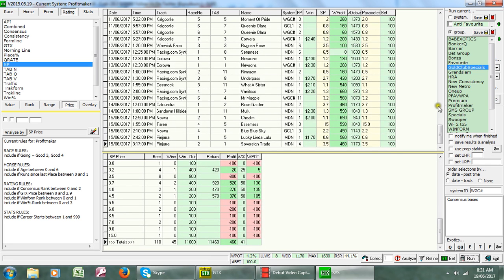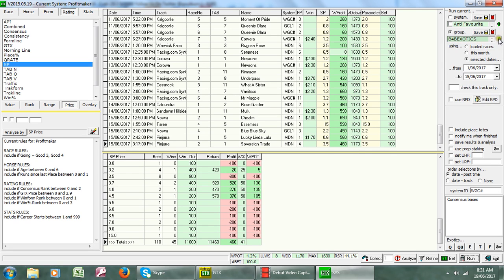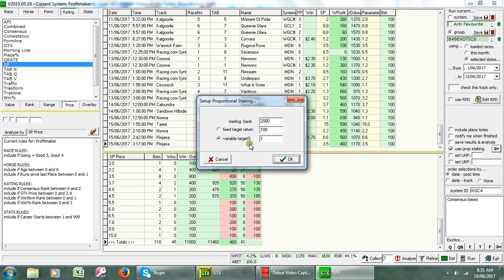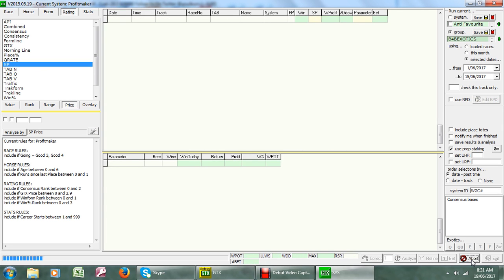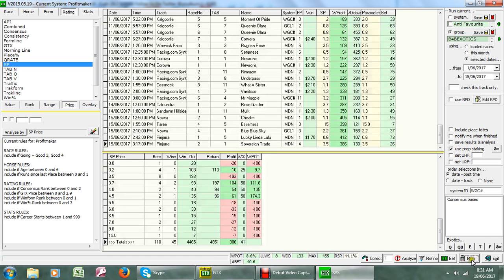Now, one of the other magic things we can do here, we can actually press this button here and use proportional staking. So when I look at the tool here, I can see there if I've got a variable target, I might look to make 5% of our starting bank of $2,000. Okay, let's run them and see how much we would have made. For the month, we would have made $386.